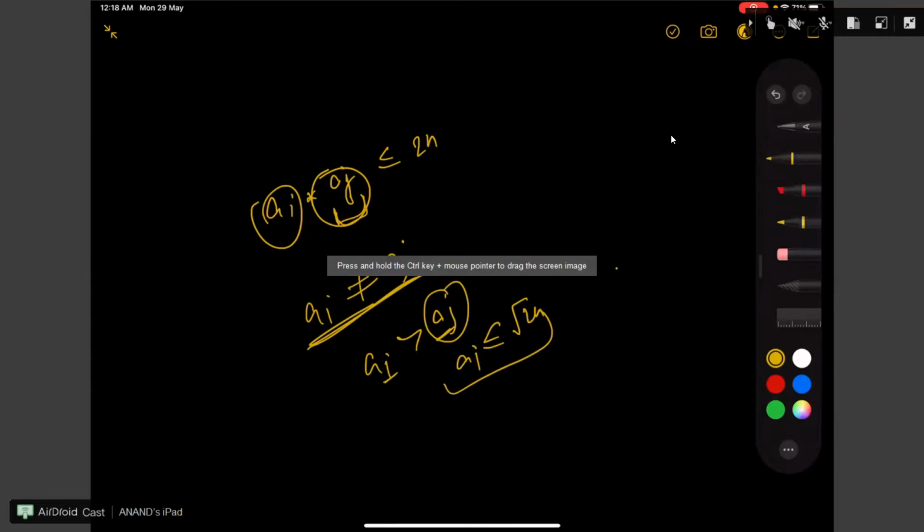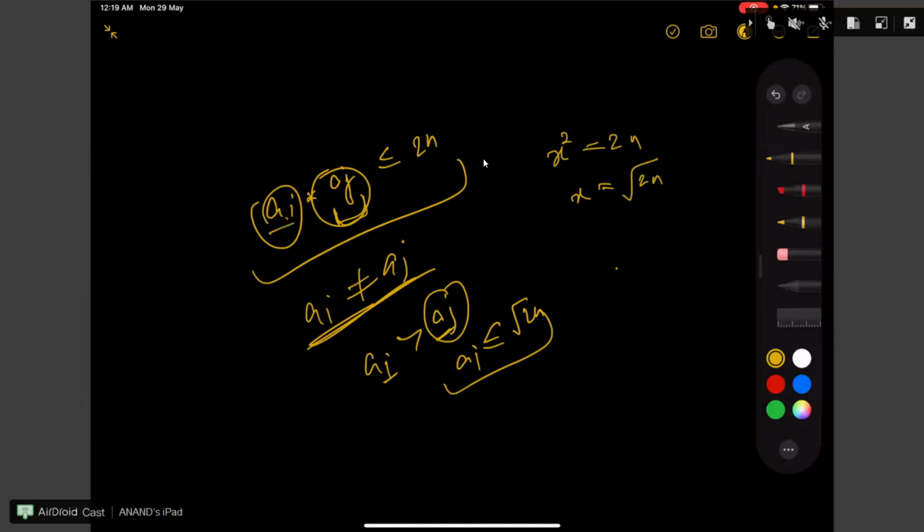In the first equation, the RHS is 2n, but not n square, why? See, in the worst case, what can happen? Both can become equal, right? If both of them become equal, it becomes x square equal to 2n. So in that case it comes to square root of 2n, right? That's why either AI should be lesser than this, or AJ should be lesser than this. Yeah, got it.